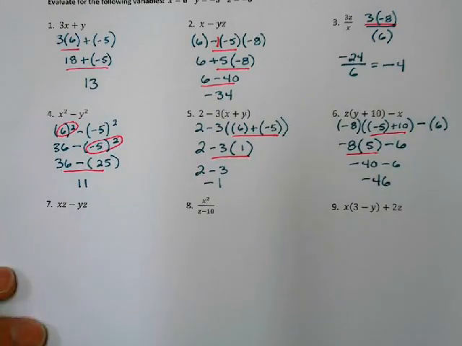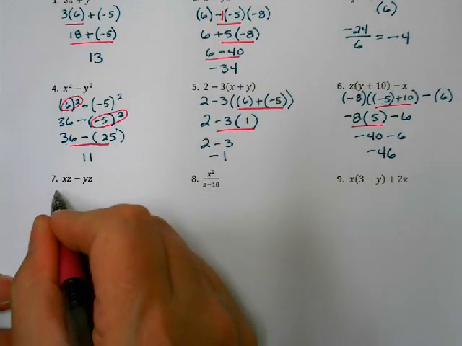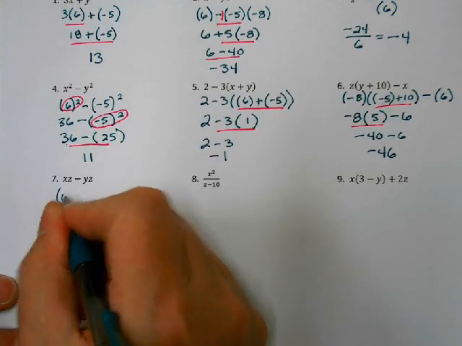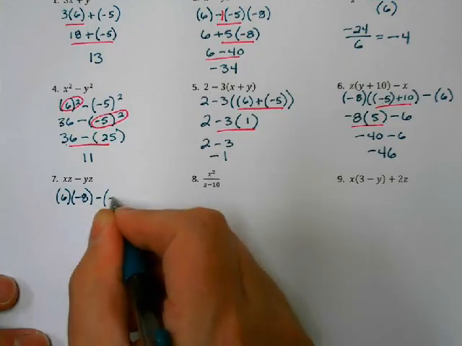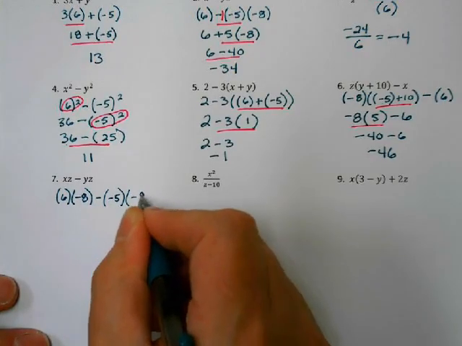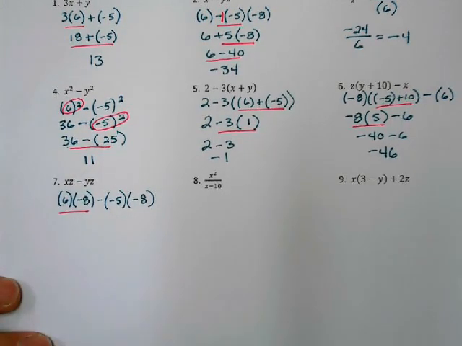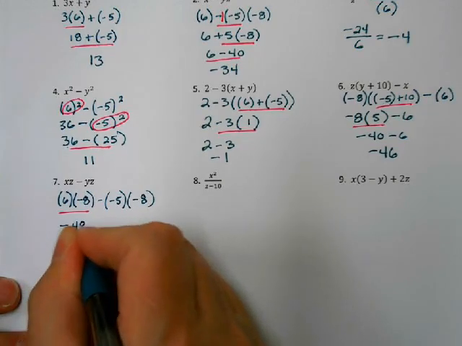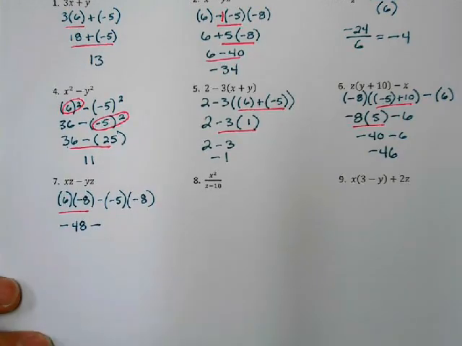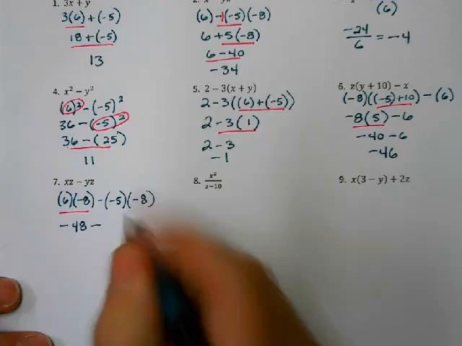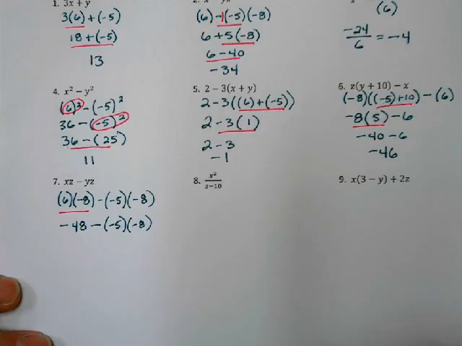Three more. xz minus yz. So for xz, I would do 6. Z is negative 8. Minus y is negative 5. Z is negative 8. Order of operations says multiplication from left to right at this point. So we're going to multiply there. We get negative 48. This negative is not part of this multiplication over there, so I'm going to leave it. And then my next step is to multiply the negative 5 and the negative 8. That's going to give me positive 40.